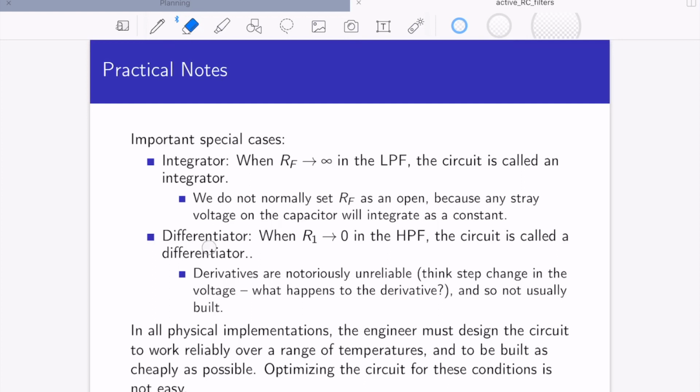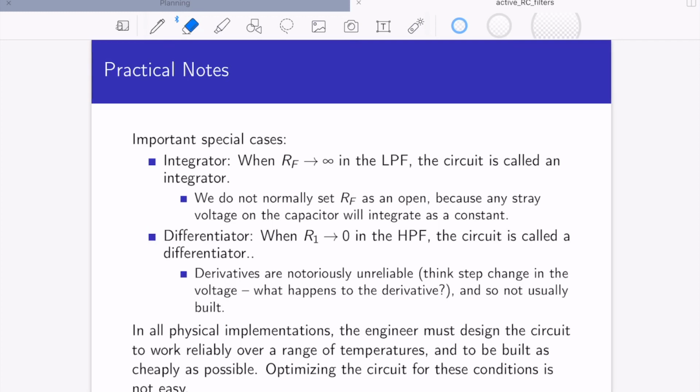Also in a differentiator, that is when R1 is equal to 0 in the high pass filter, that's when you have a differentiator. And this again has problems. You have a step change in the voltage. Derivatives are bad. So usually differentiators have a lot of error as well. So we don't usually build them in that exact way.